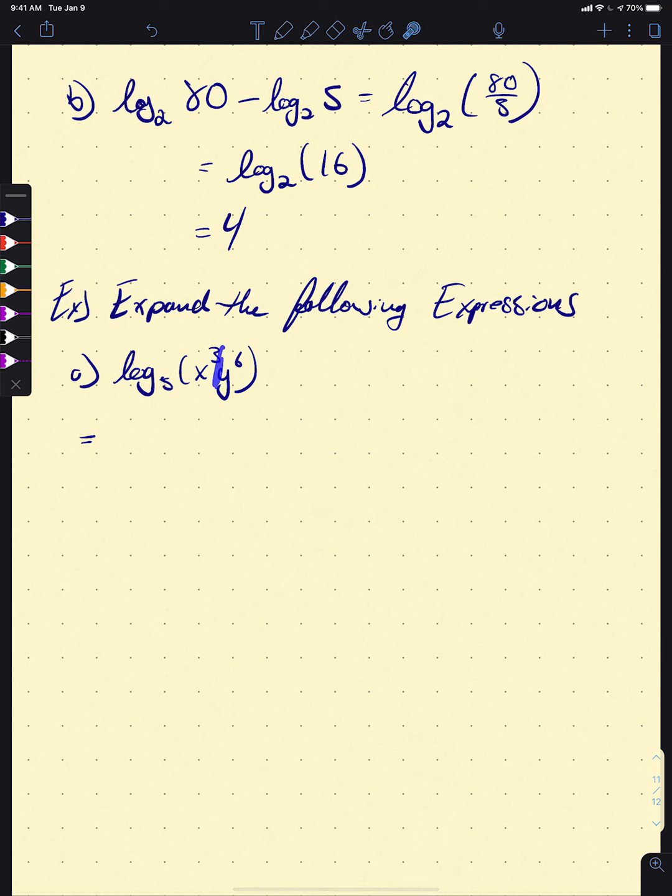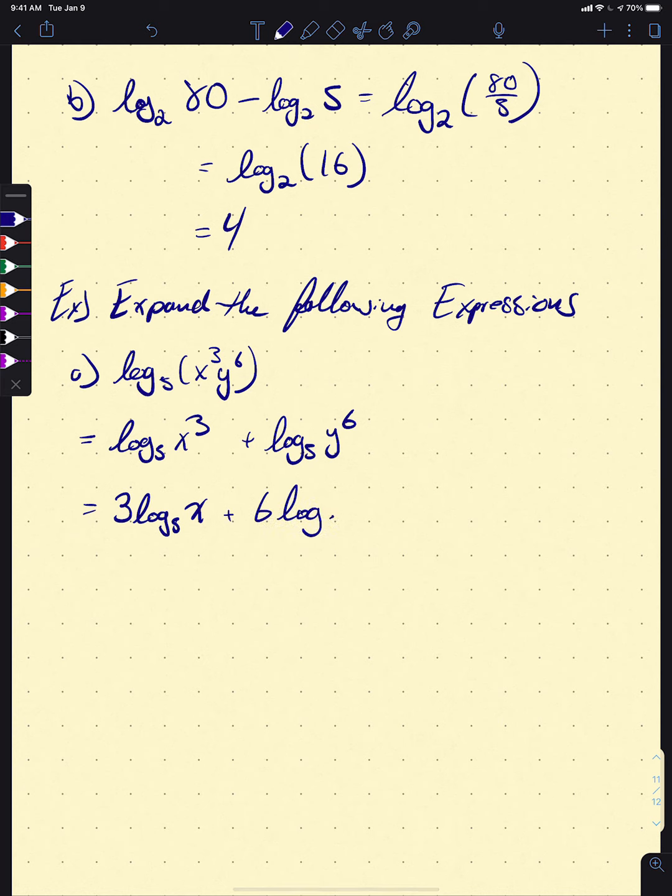Well, I have the product of two things in here, right? So I can split that up into log base 5 of x cubed and log base 5 of y to the sixth, right? And then I can use that there are exponents right here and fling them out front to get 3 times the log base 5 of x plus 6 times the log base 5 of y, okay? And that's as expanded as this can get, okay?